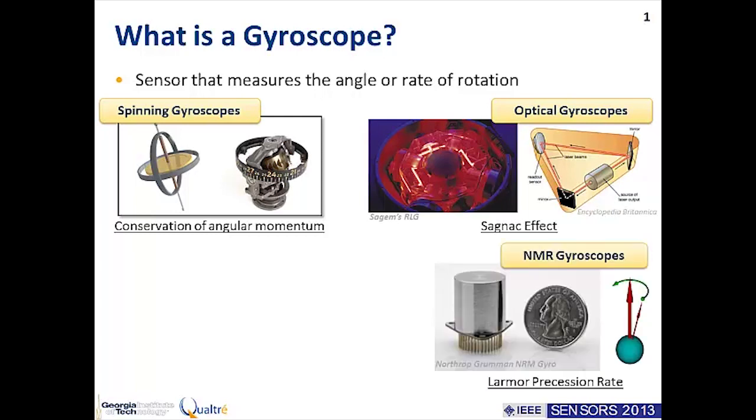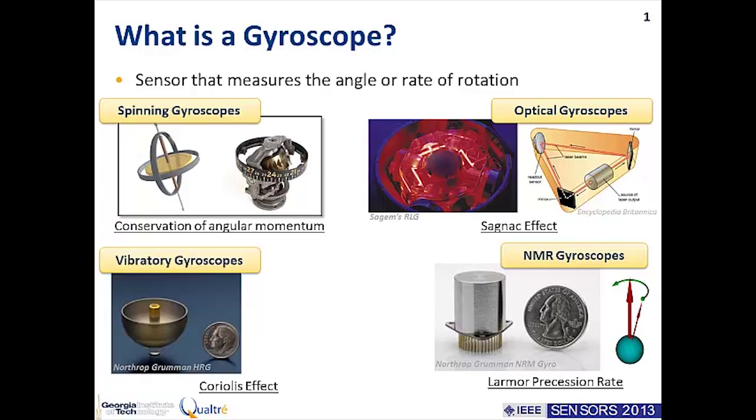A more recent type of gyroscope that is under a lot of research currently is the NMR gyro, or nuclear magnetic resonance gyroscope, in which, very similar to the spinning wheel gyro, you take a very stable reference and you measure your angle of rotation with respect to that particular reference. But in this case, instead of using the angular momentum, what you use is a very precise precession rate of particles when they're exposed to a magnetic field.